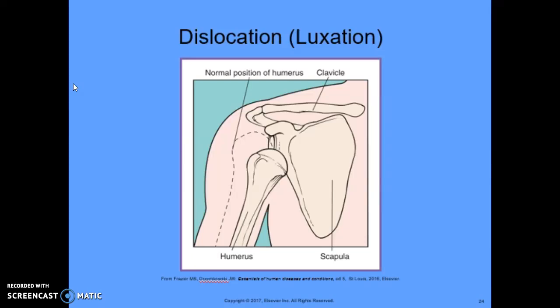So here we see a sample of dislocation, and this is shown in your book in figure 19-11, and this is the shoulder. A condition in which two bones of a joint are no longer in approximation is a dislocation. With dislocation, you may see pain, swelling, loss of motion, and sometimes temporary paralysis of the affected part. A dislocation requires immediate reduction and immobilization to prevent permanent injury to nerves and the major blood vessels near the joint.